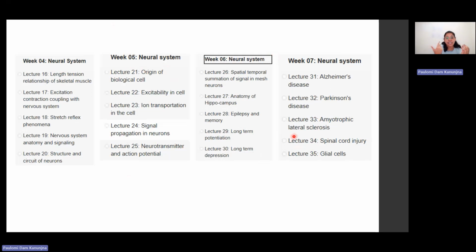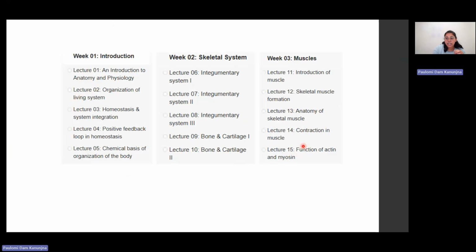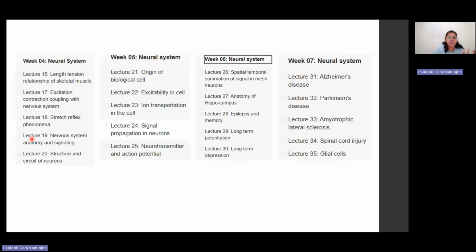But before understanding the connection between these two, we had to first understand the neural system as a whole. So we started by understanding the length and tension relationship, and excitation and contraction coupling. So we will understand contraction here: how this contraction is coupled with the excitation of your neuronal cells, or cells which can propagate signals, right? And then we understood the stretch reflex phenomenon, which was also discussed later in further slides, right?